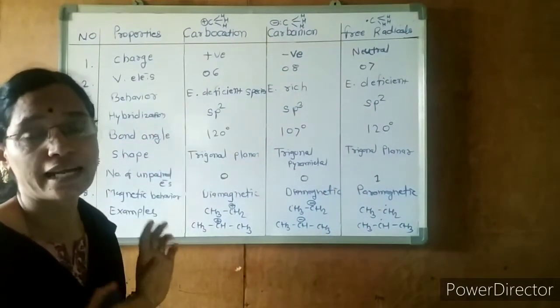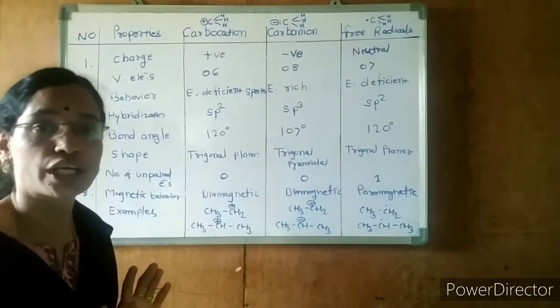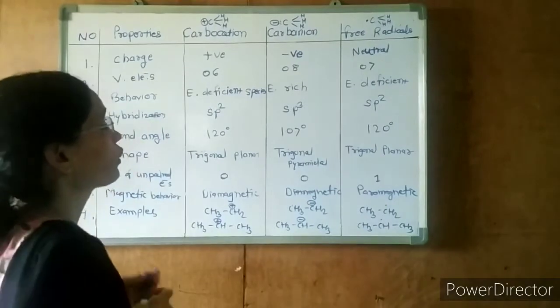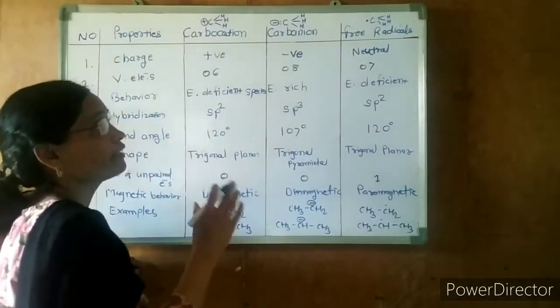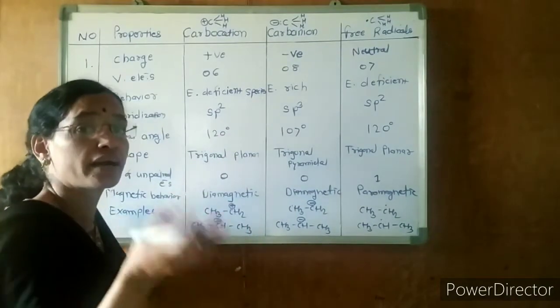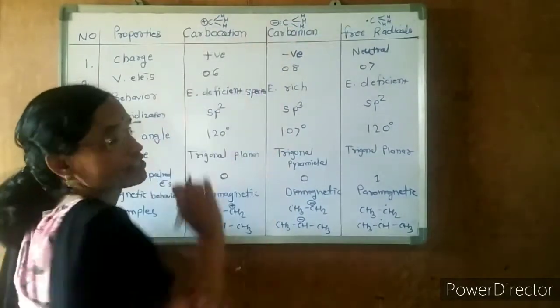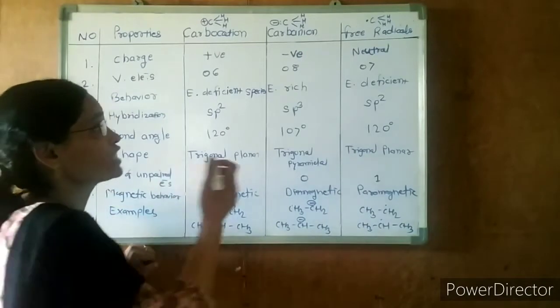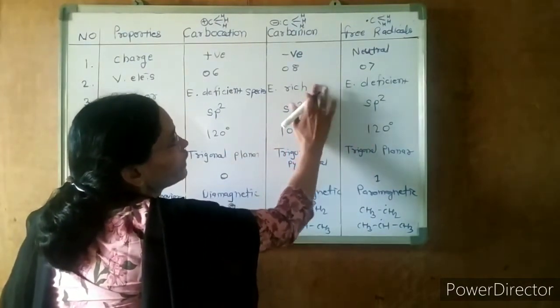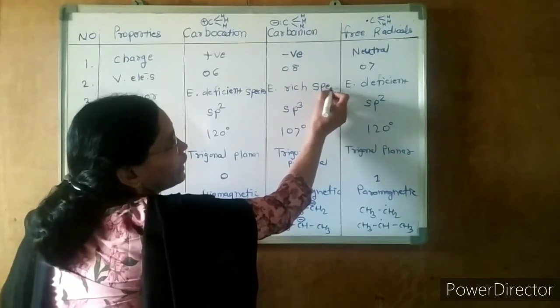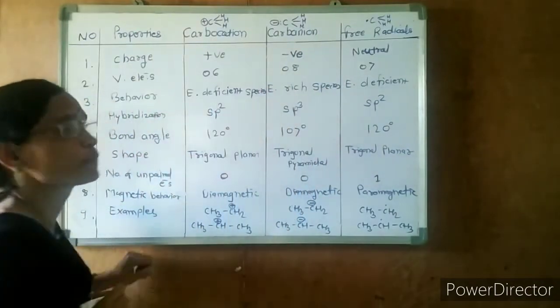And in case of carbanion, octet is completed. 8 electrons are there in the valence shell of the carbanion. Okay, so it is electron rich. Its octet is completed. Again, it has a negative charge, right? That's why it is an electron rich species.